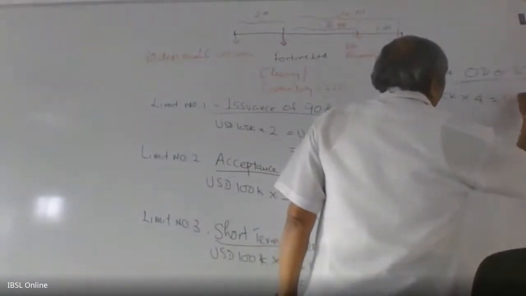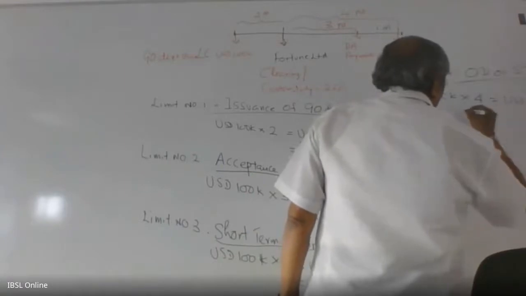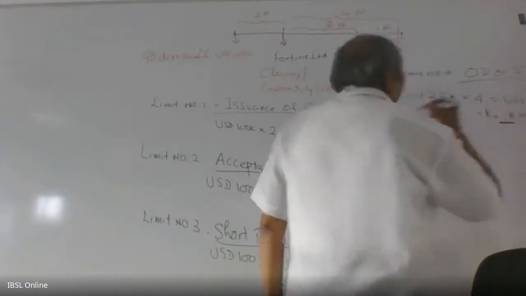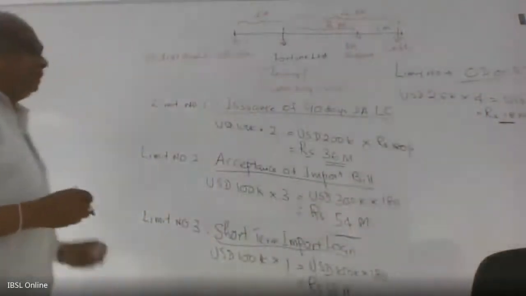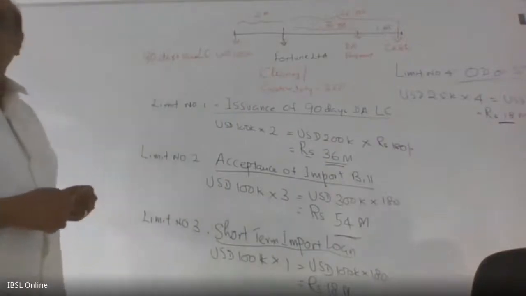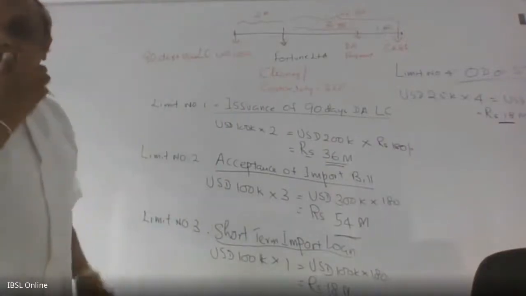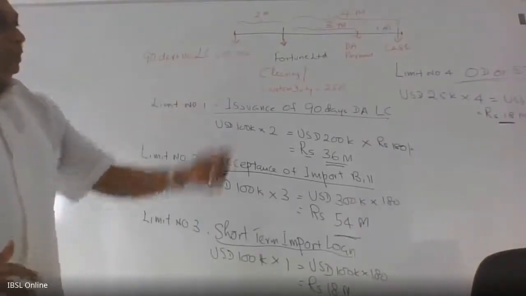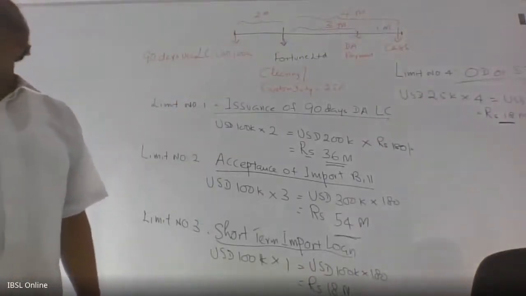US dollars 100,000 into can rupees 18 million. Rupees 18 million. Right? දැක්කනේ? දැන් අපිට කොහොම මුළු ගානම කවර් කරන්න.